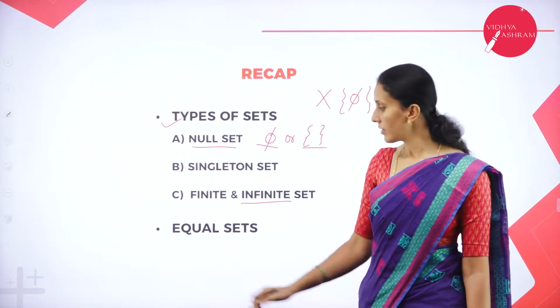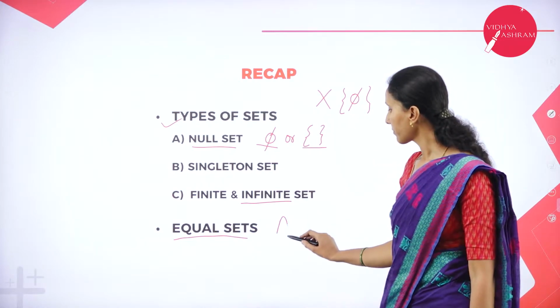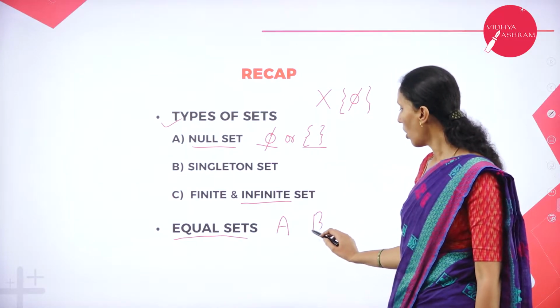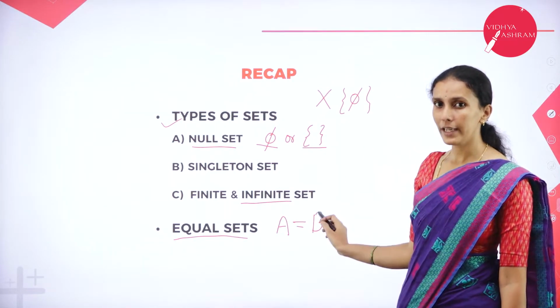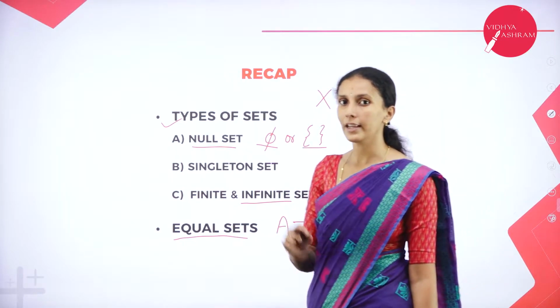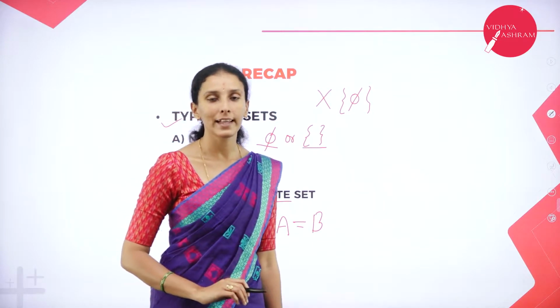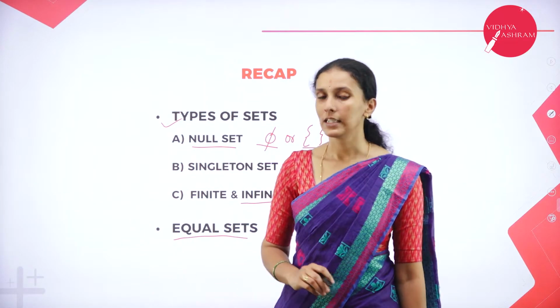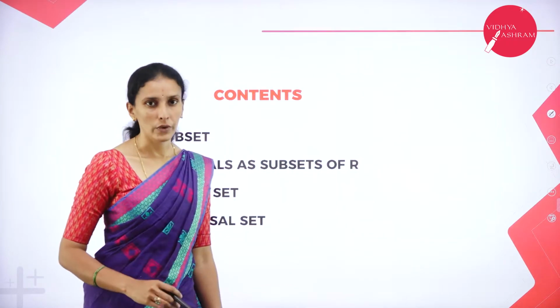Next, we come across equal set. Two sets A and B are said to be equal if all the elements of A are in B and all the elements of B are in A. That is, they should contain the same elements inside it. Then only we say that they are equal sets. So, we'll take a few more topics in today's session.